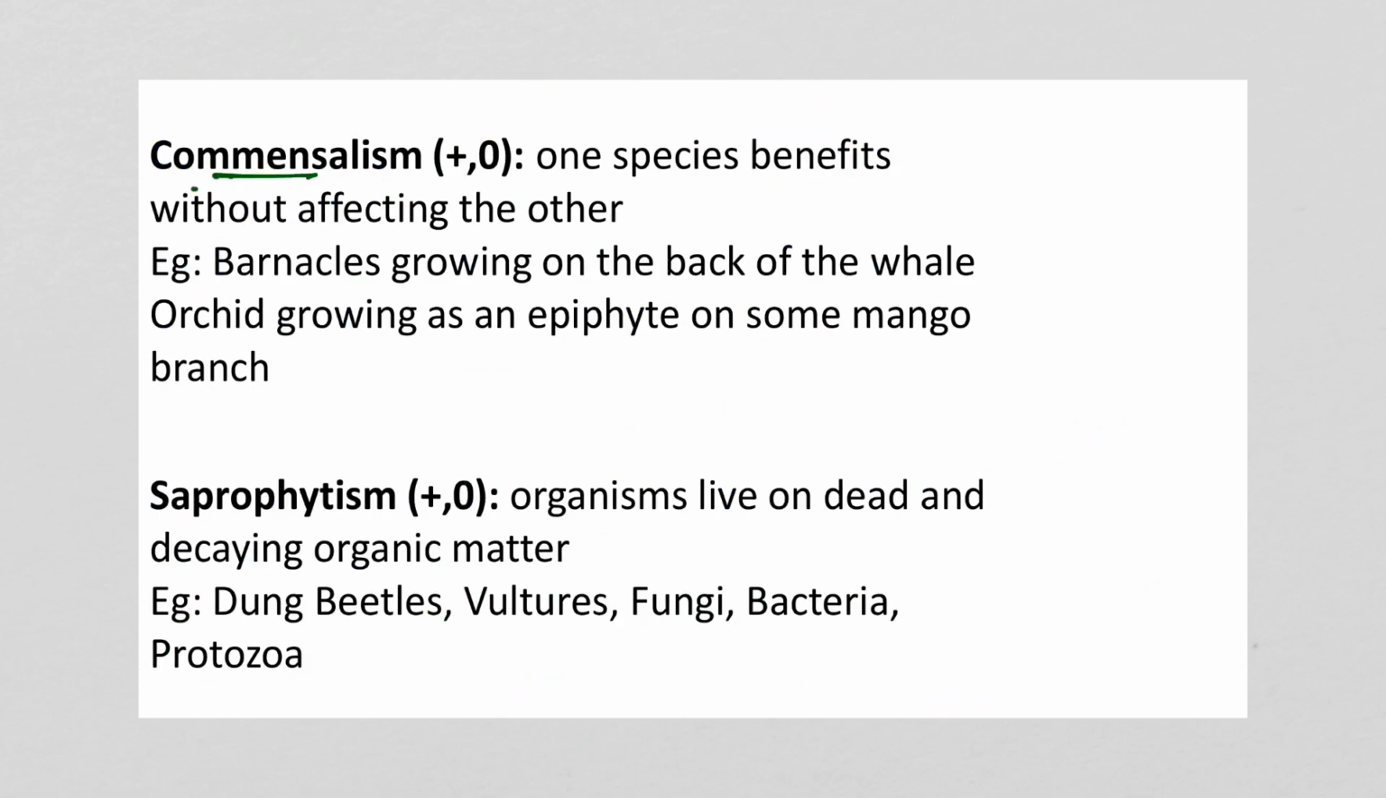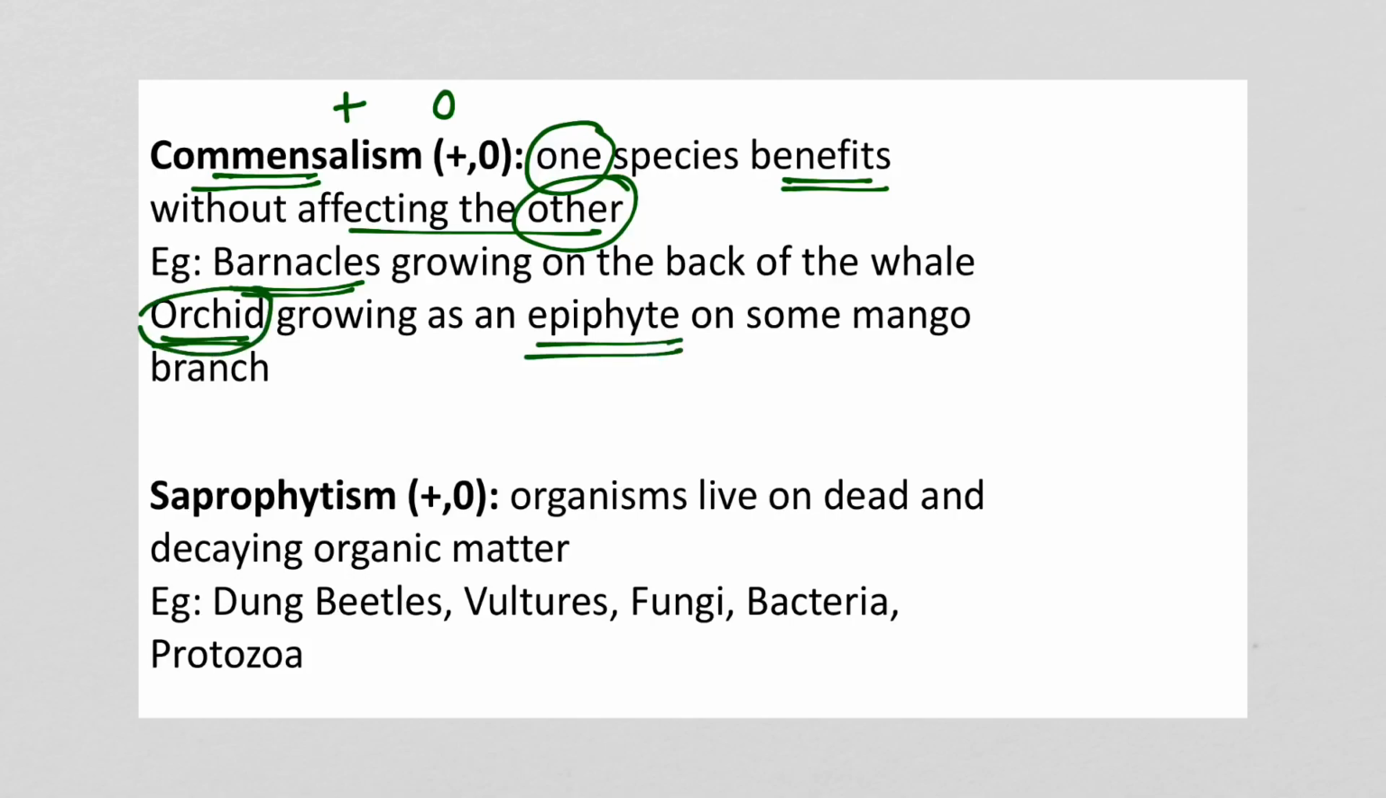Next we have commensalism, which means one species is benefited whereas the other species is not affected at all. So one species benefits without affecting the other species. Example, barnacles growing on the back of the whale. Another very good example is orchid growing as an epiphyte on some mango branch. So one organism is not at all affected, whereas one is highly positively benefited.